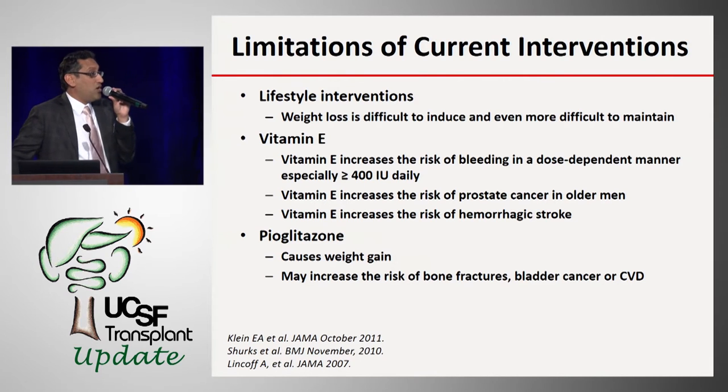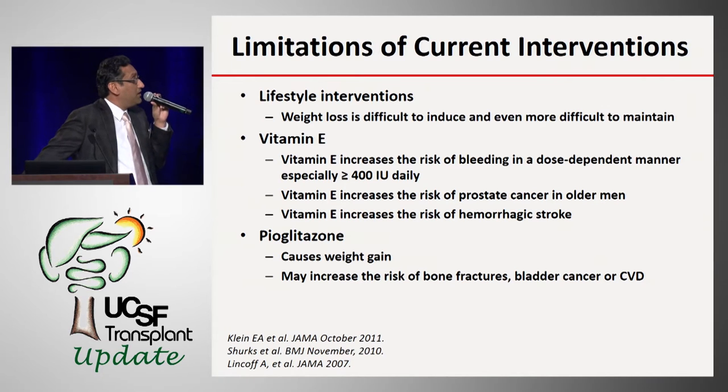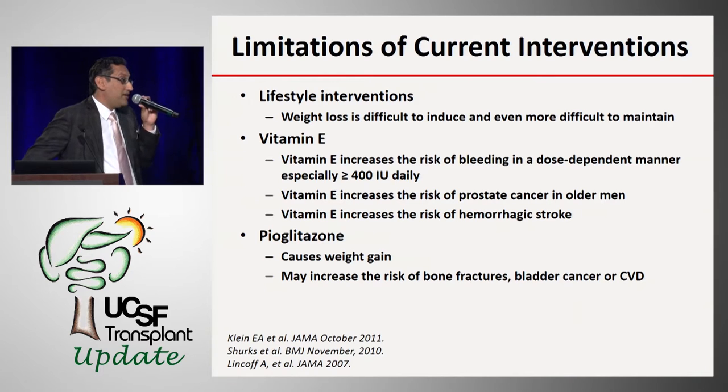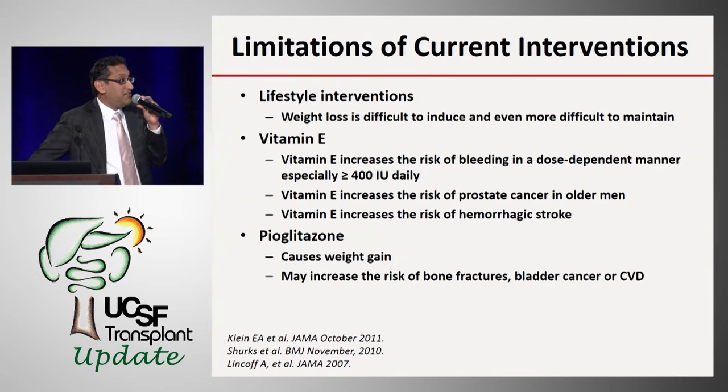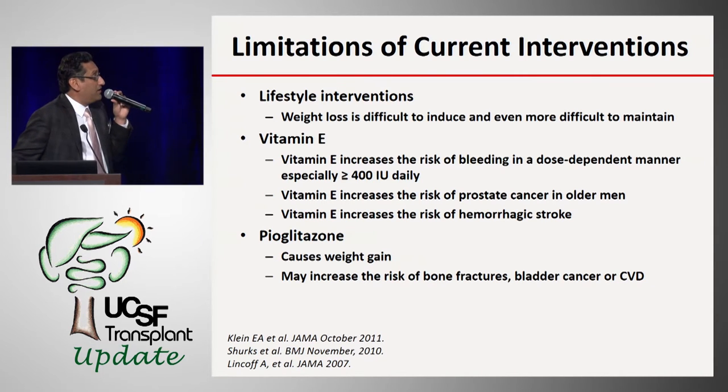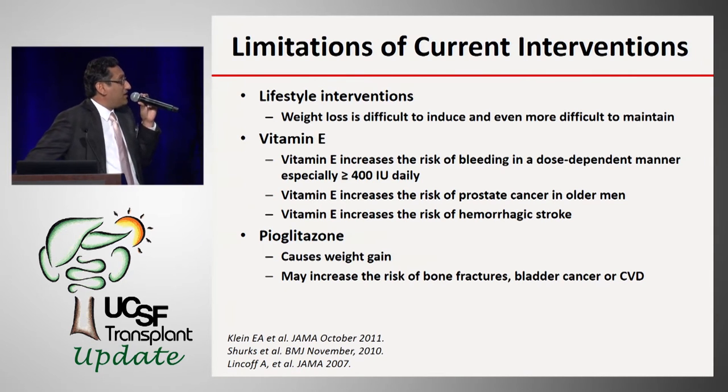Weight loss, as we know, is very difficult to induce and even more difficult to maintain. Vitamin E can increase the risk of bleeding in a dose-dependent manner, starting at about 400. We have patients who have been on vitamin E for 10 years now, and we don't know the long-term outcome or how long to continue. We don't have any long-term data on it. In the selenium trial, vitamin E increased the risk of prostate cancer in older men. Vitamin E can also increase the risk of hemorrhagic stroke.